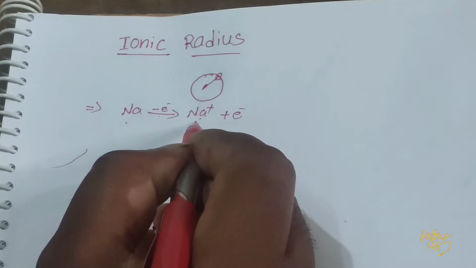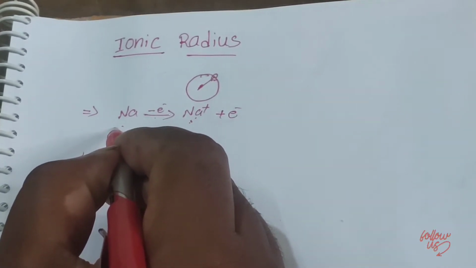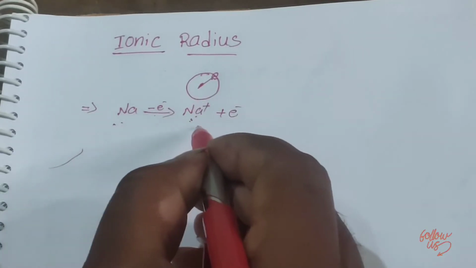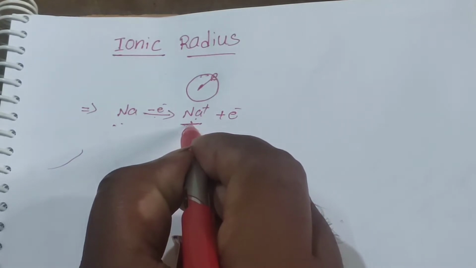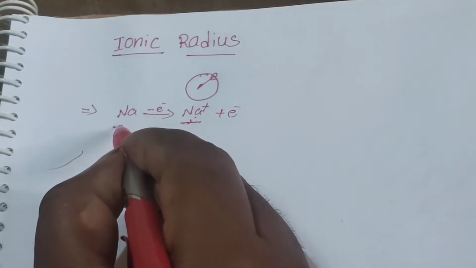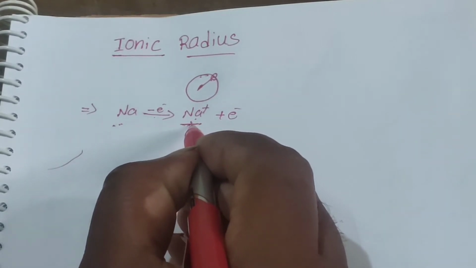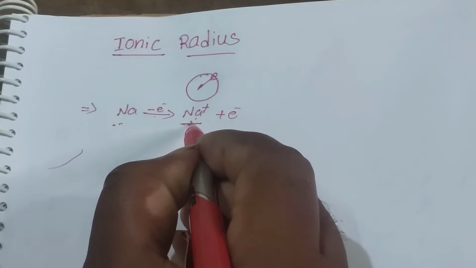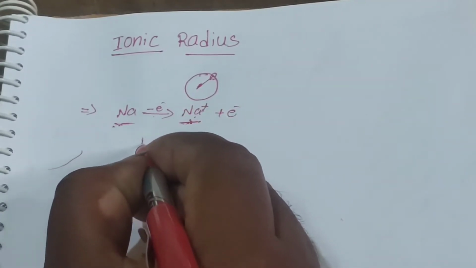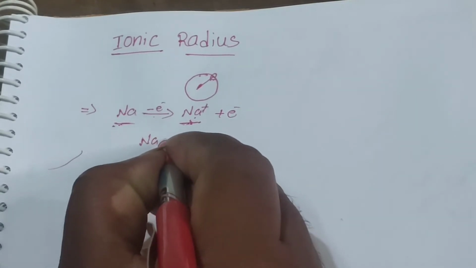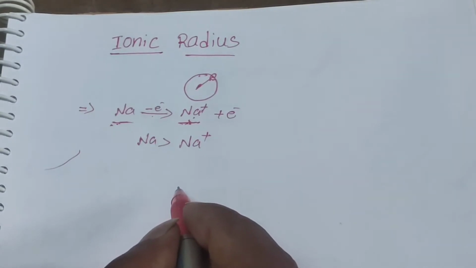The ionic radius of a cation is less than the neutral atom because the cation has a higher effective nuclear charge than the neutral atom. That's why the cation has a lower size compared to the neutral atom. For example, sodium is greater than sodium plus.